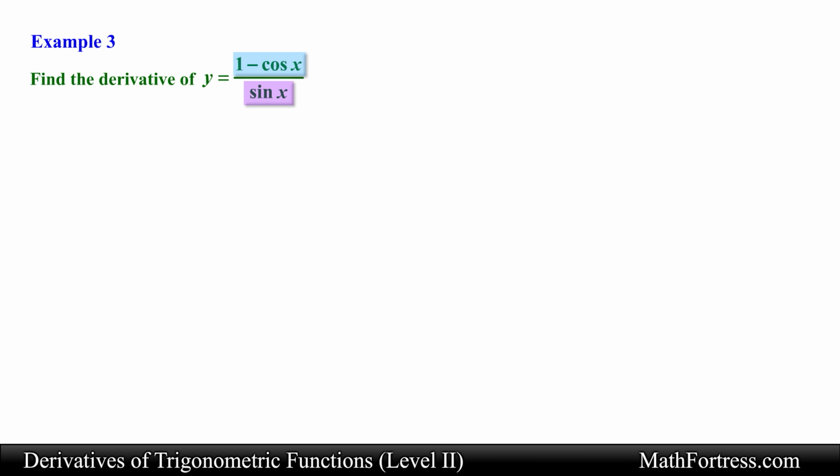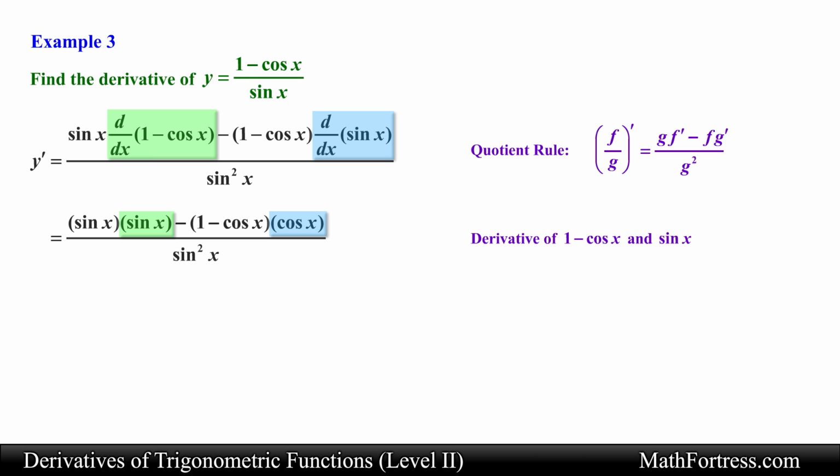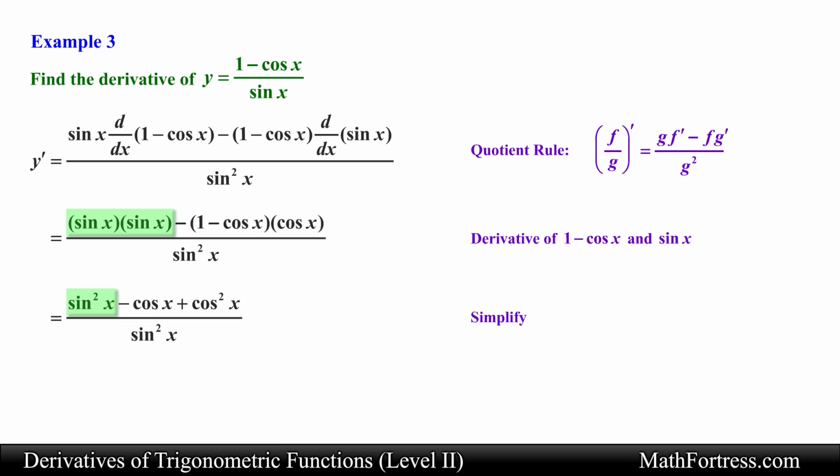Notice that the function is a quotient of two functions, so we can apply the quotient rule to find the derivative. Using sine of x as the low function, and the quantity 1 minus cosine of x as the high function, we go ahead and apply the quotient rule and differentiate the trigonometric functions. The numerator becomes sine squared of x, and distributing the negative cosine of x term, we end up with sine squared of x minus cosine of x plus cosine squared of x over sine squared of x.